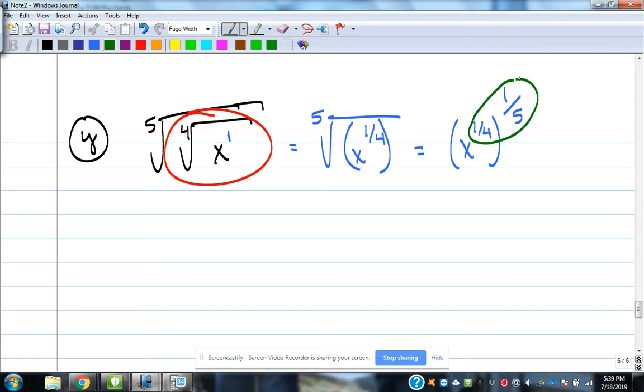What's the exponent rule when that's with those? Parentheses with an exponent outside says multiply. So that's going to be 1 times 1 would be 1, 4 times 5 would be 20. x to the 1/20th.